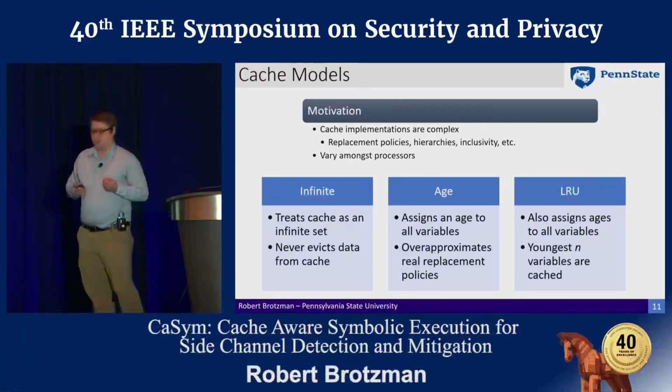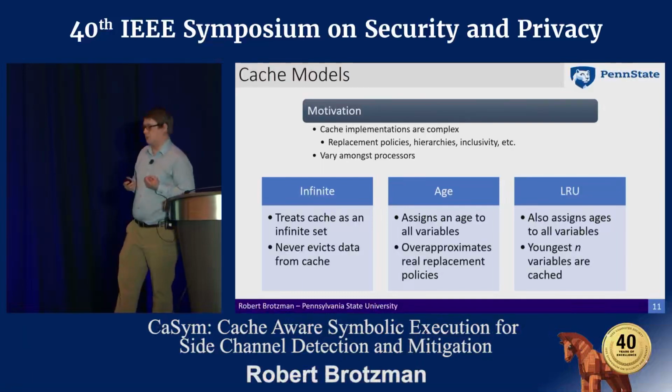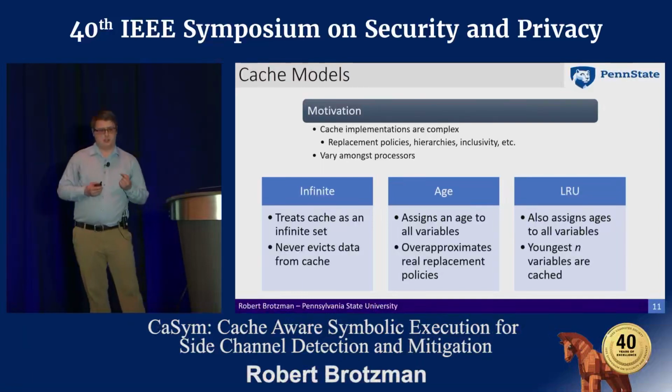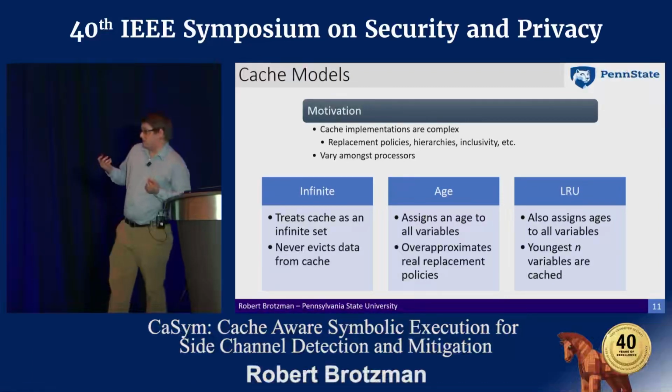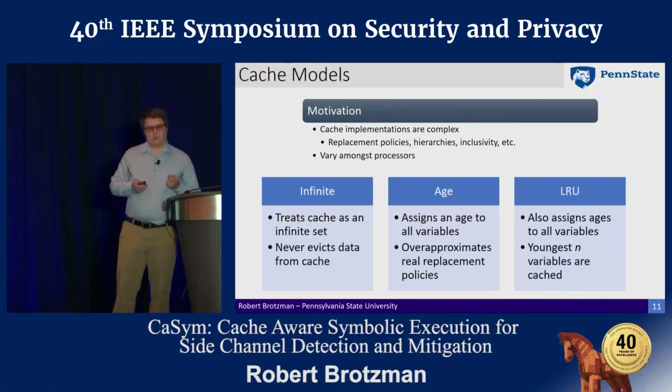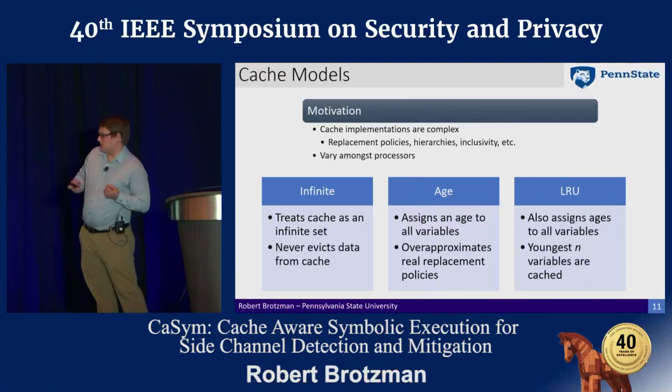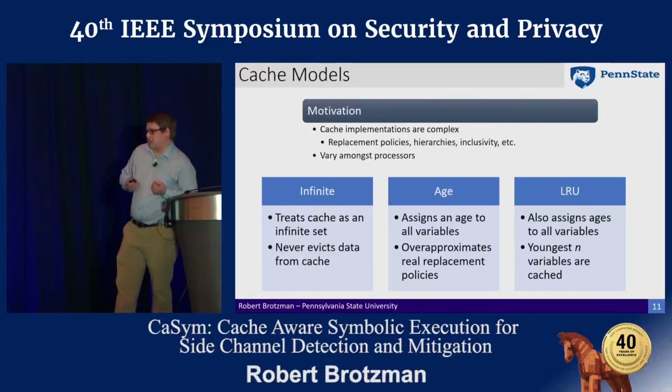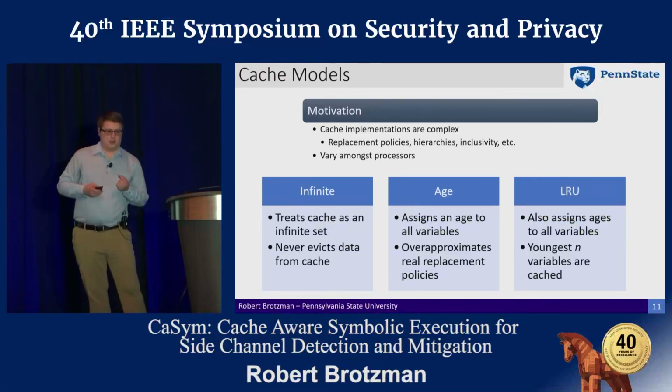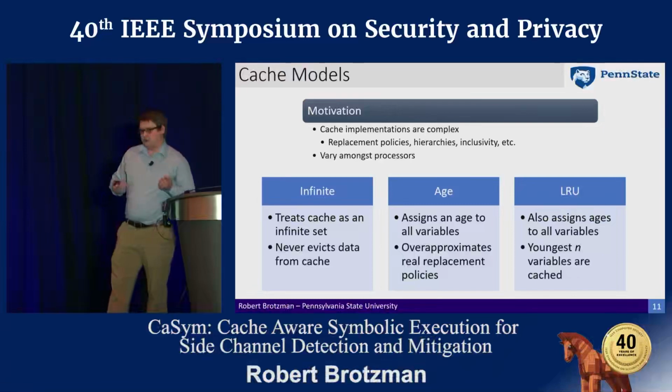Our infinite model is a rather simple model and an under approximation of a lot of real behavior, and treats the cache as if it's an infinite set. But we find that even though it's simple, it's actually pretty good at finding side channels. Then we have our age model, which over approximates real policies by keeping track of how old each variable is. The age is how many accesses have passed since it was last used. And then we have a more realistic model called the least recently used model, which also uses an age, but the expression is going to be a binary result, which is either it's cached or it's not cached.